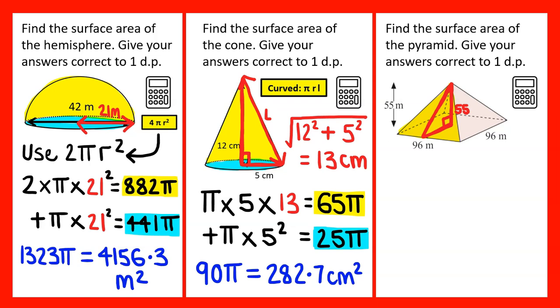And the length going to the midpoint from the edge would be halfway of the whole length, which is 96, and is 48. Again, I can use Pythagoras' theorem to work out what this slant height is by squaring 55 and 48, adding them together and square rooting to give me 73.